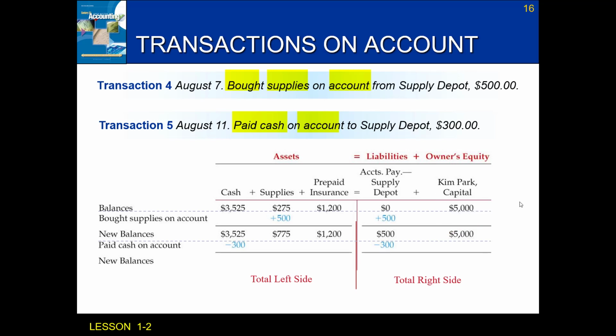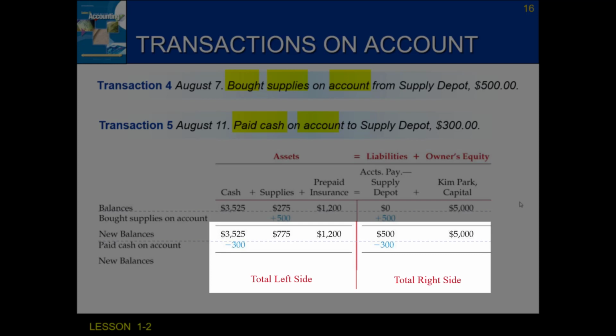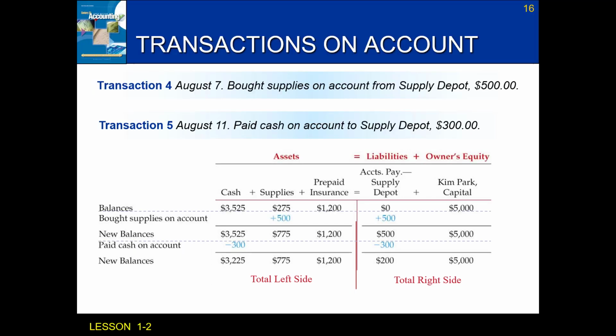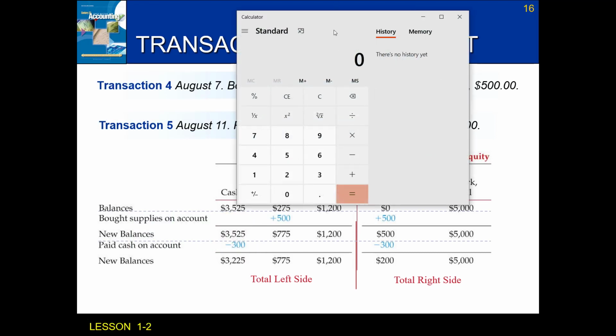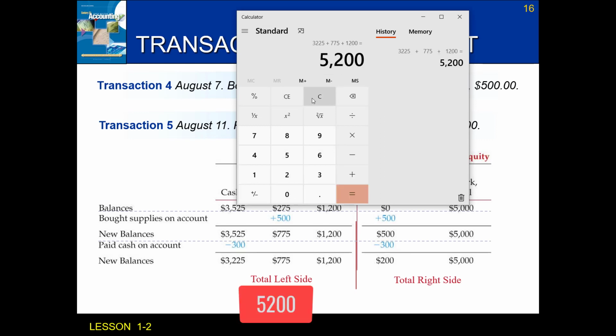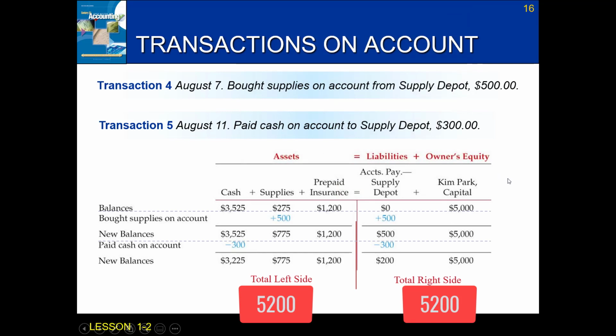And then again, I'm doing my math, but I'm only focused on the previous balance and the current transaction. So here's my left side amounts after I do the math and my right side amounts. And then remember, we can do our final check to make sure left equals right. So 3,225 plus 775 plus 1,200, I get 5,200 on the left, and then 200 plus 5,000, and I get 5,200 on the right, and I'm still in balance and I'm loving it.